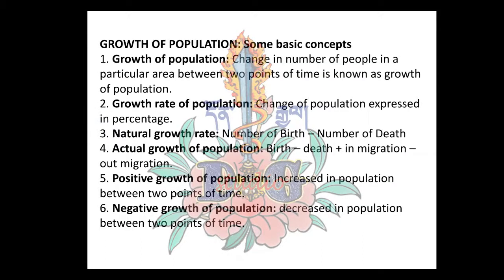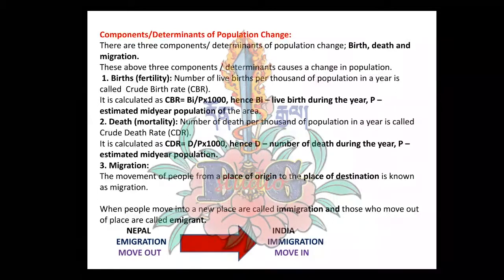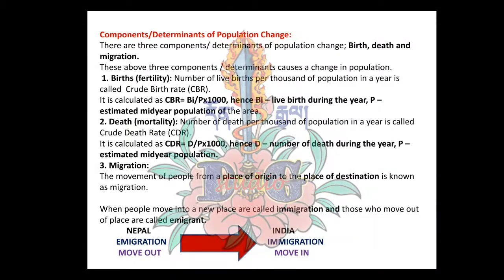Next topic that we are going to discuss related with the growth of population is what are the three components or three determinants of population change. In the world, the size of population is changing. At a regional level or a local level, the size of population is changing. So what are the three main components that lead to change in population? These are called components or determinants. The three main components are birth, death, and migration. Because of these three components, the size of population is changing in every part of the country or the world.